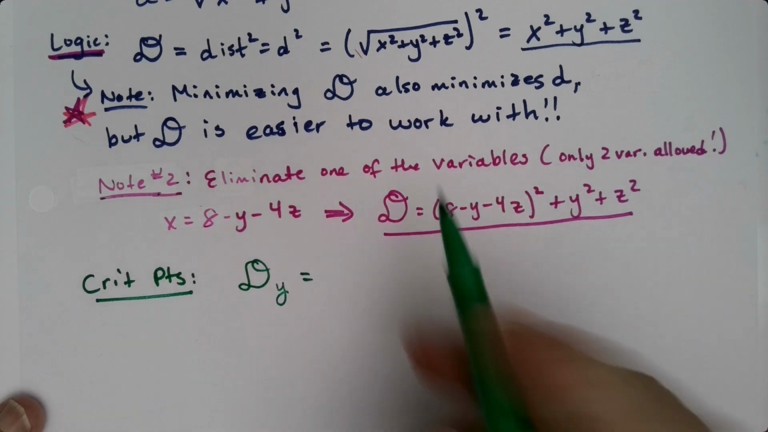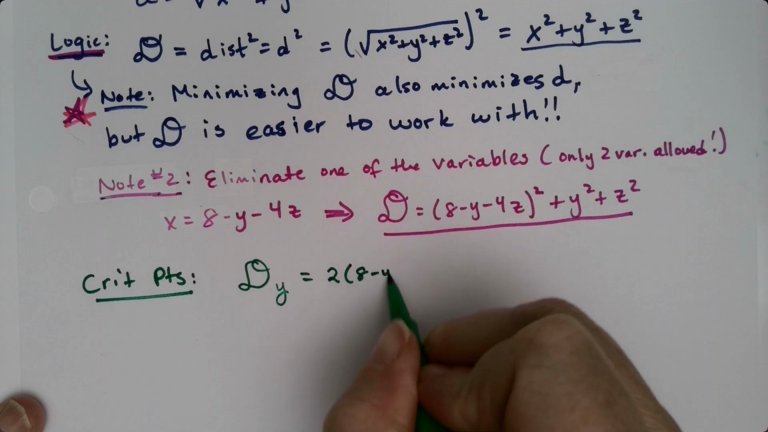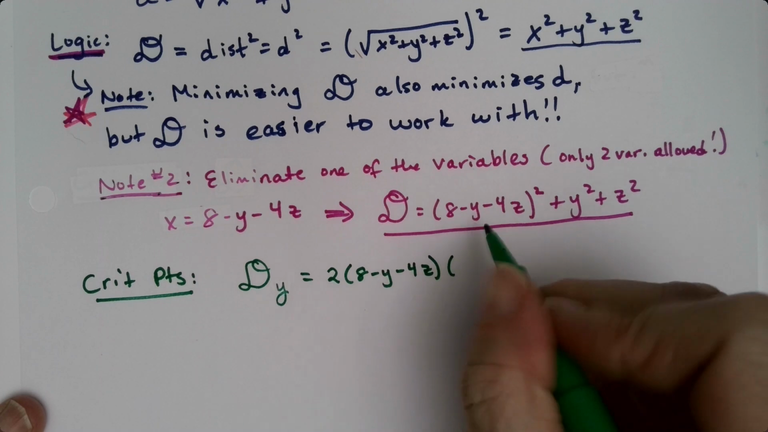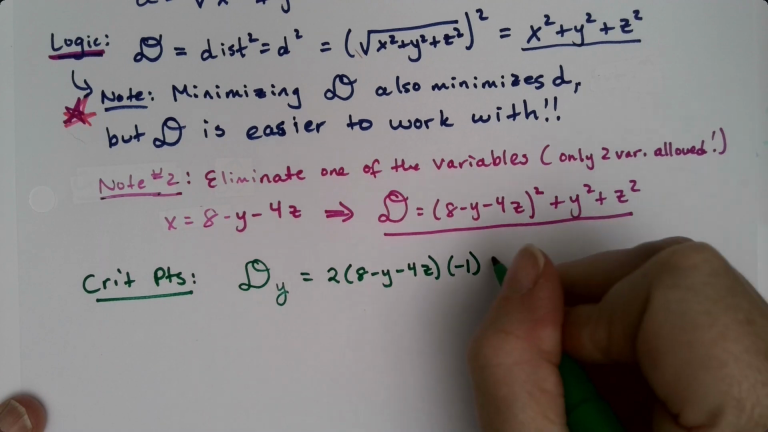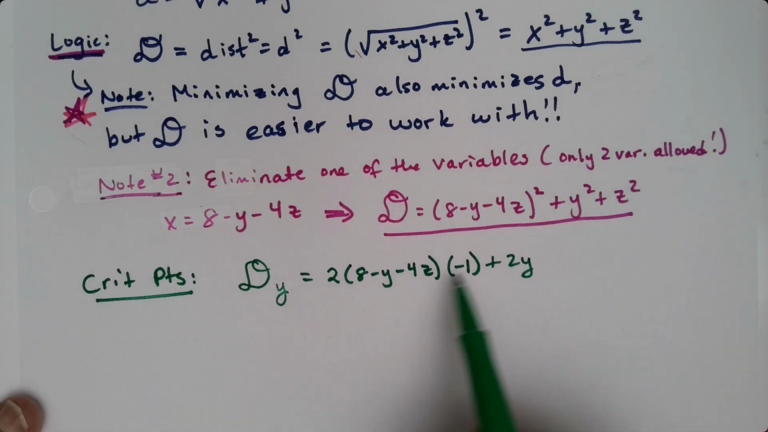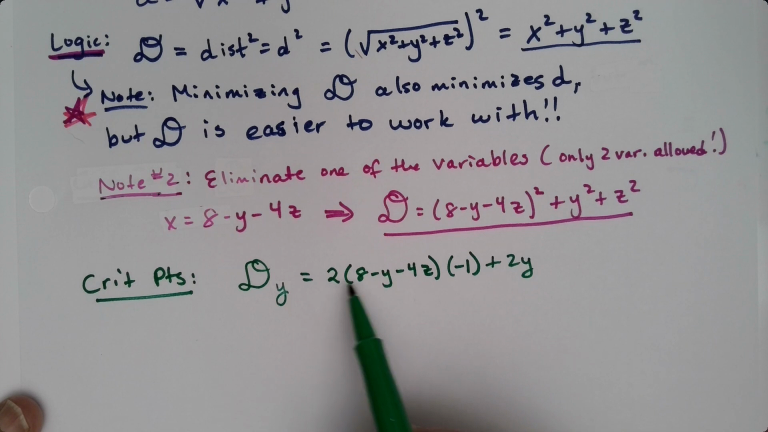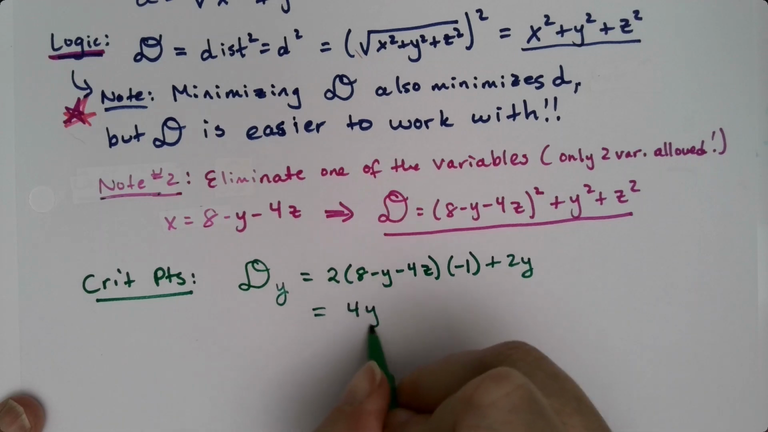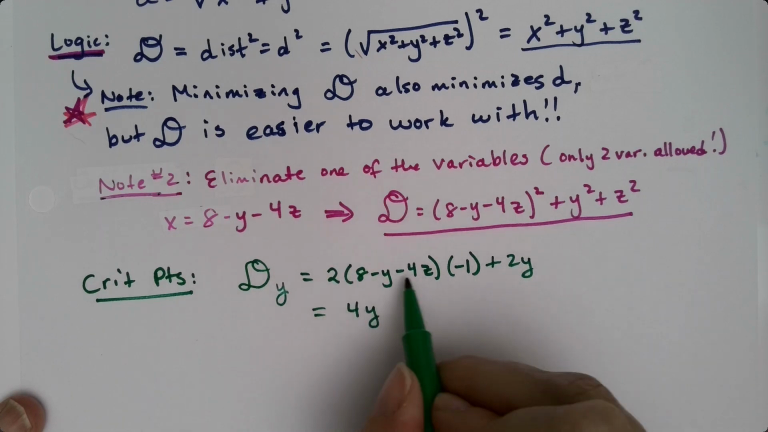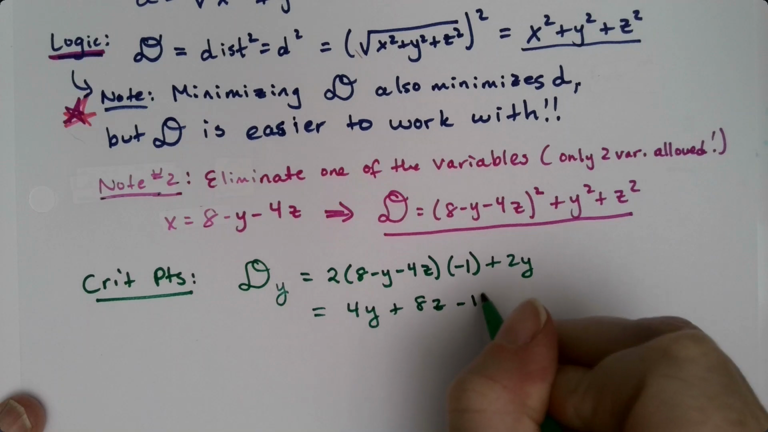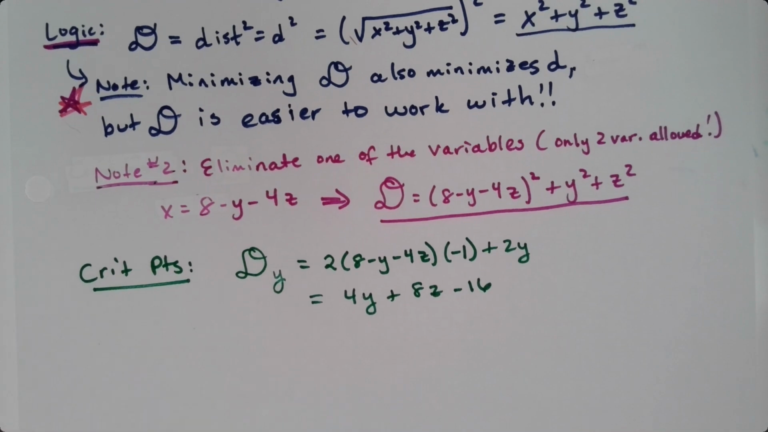All right, I'd bring the 2 down. So 2 times 8 minus y minus 4z to the 1 power times the derivative of the interior, which is negative 1, plus 2y. Just kind of putting this together. That's negative 16. That's a 2y and another 2y, so that's 4y. And that's a minus 8z times a minus 1, so plus 8z and minus 16. Just simplifying it. It's not strictly required, but it'll make things easier. All right, so that's d sub x.